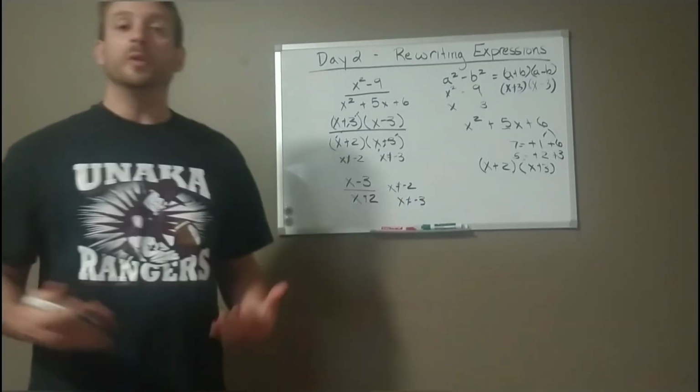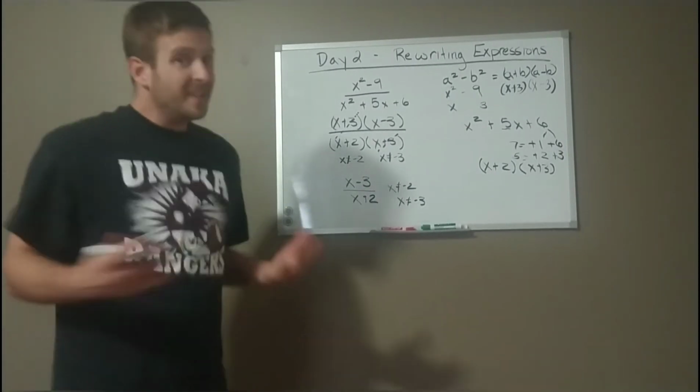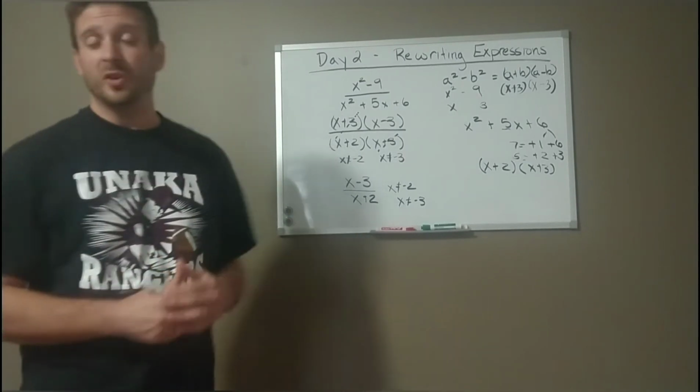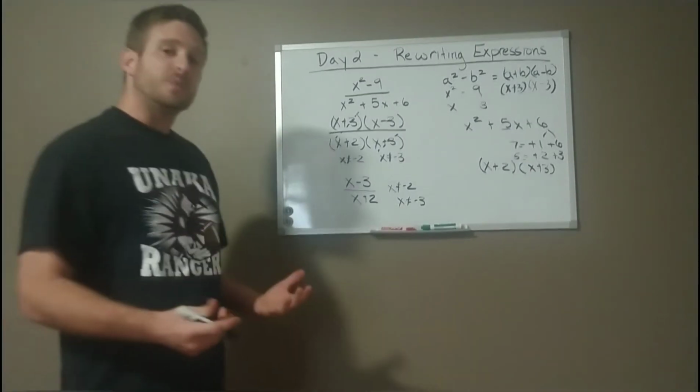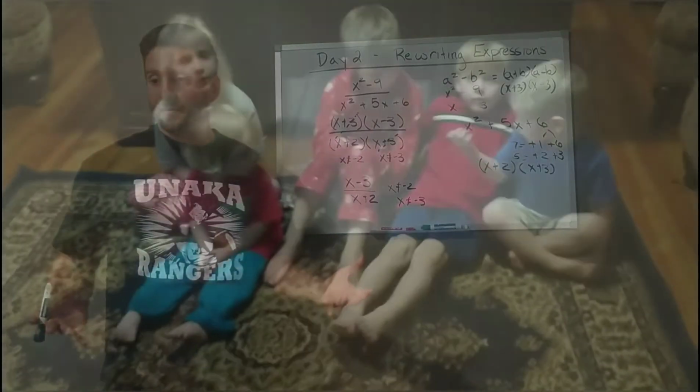And now we have rewritten this rational expression in a much more simple fashion. It's much easier to work with, it's much easier to do math with, it's much easier to solve equations with. And that's why we do this. That's why we simplify. Does everybody understand?